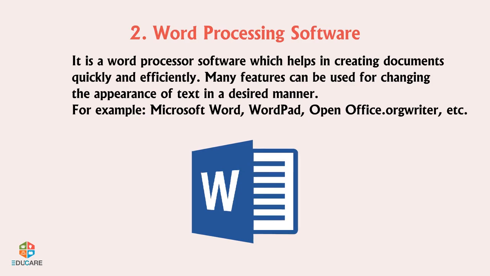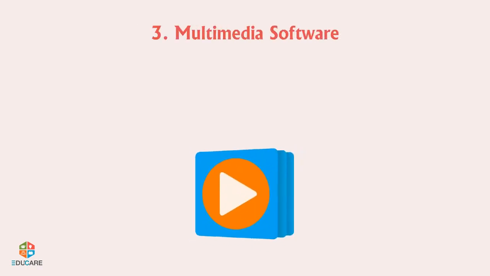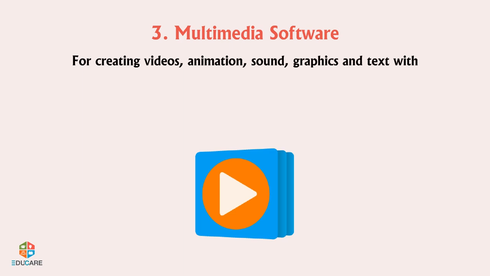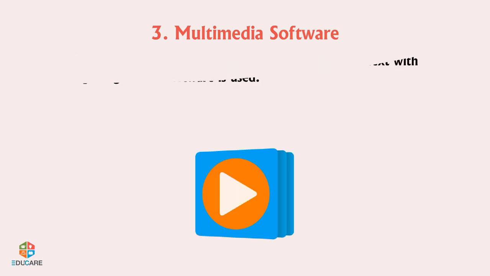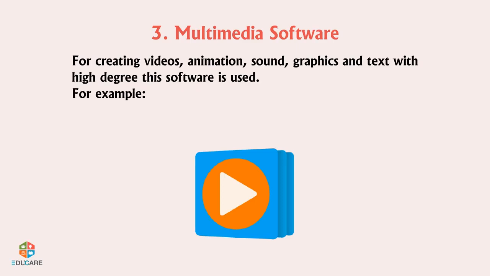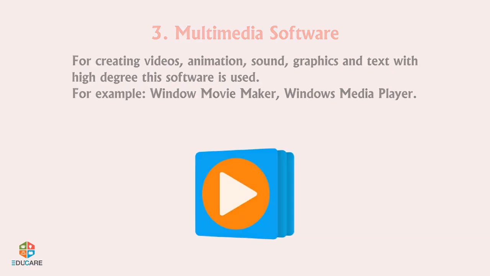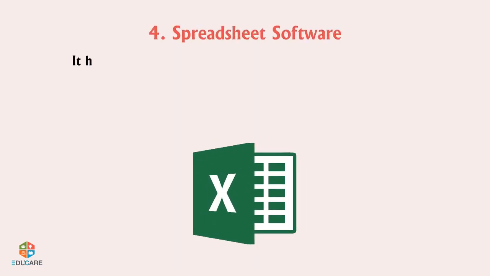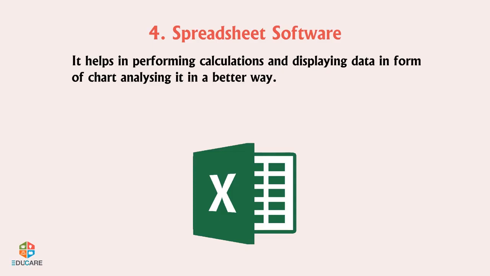OpenOffice.org Writer, etc. Multimedia software. For creating videos, animation, sound, graphics, and text with high degree, this software is used. For example, Windows Movie Maker, Windows Media Player. Spreadsheet software. It helps in performing calculations and displaying data in form of chart for analyzing it in a better way. For example, Microsoft Excel, Lotus 123.